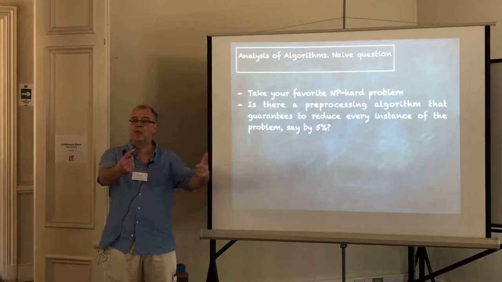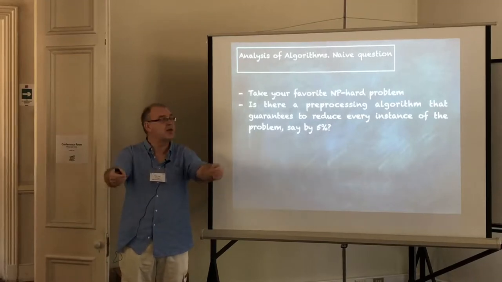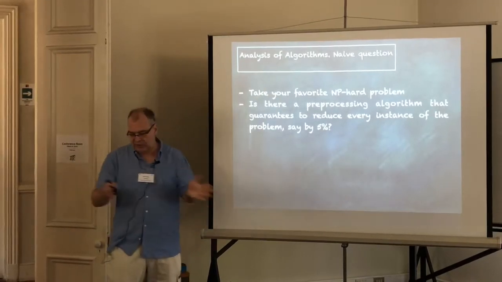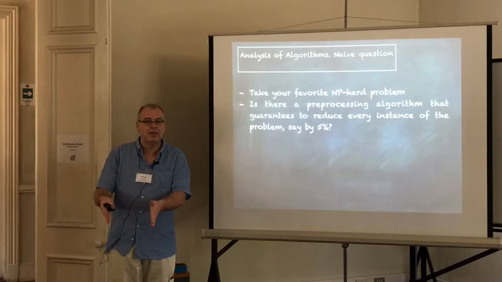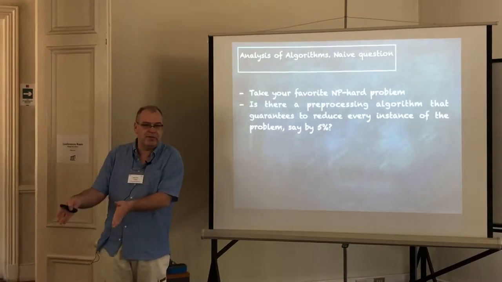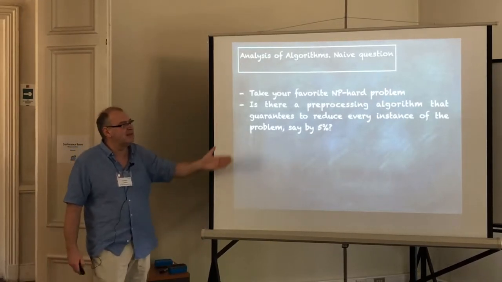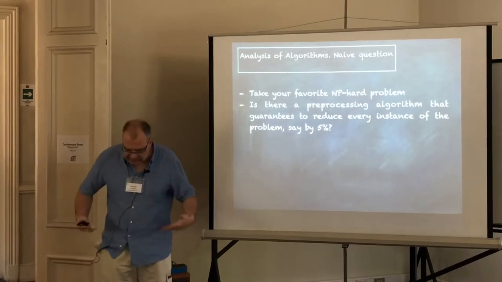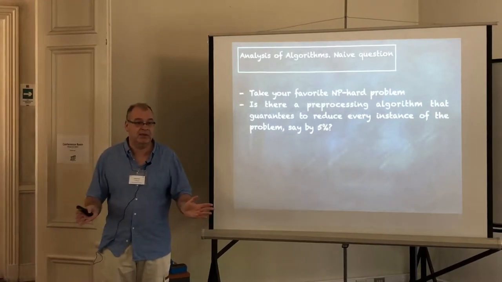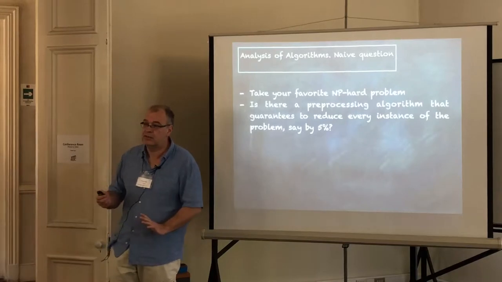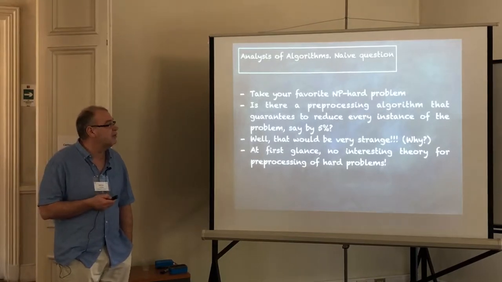Just think about it. We have an NP-complete problem, and we have an algorithm which reduces its size a little bit. I run the algorithm for SAT, and this gives me a new equivalent instance with one variable less. If that is true, then you can do it repeatedly. Yes, so then I can solve SAT in polynomial time, and that would be a great thing, right? But at first glance, there's no hope to provide any reasonable algorithmic theory which is able to analyze preprocessing algorithms. So at first glance, there's no interesting theory here.